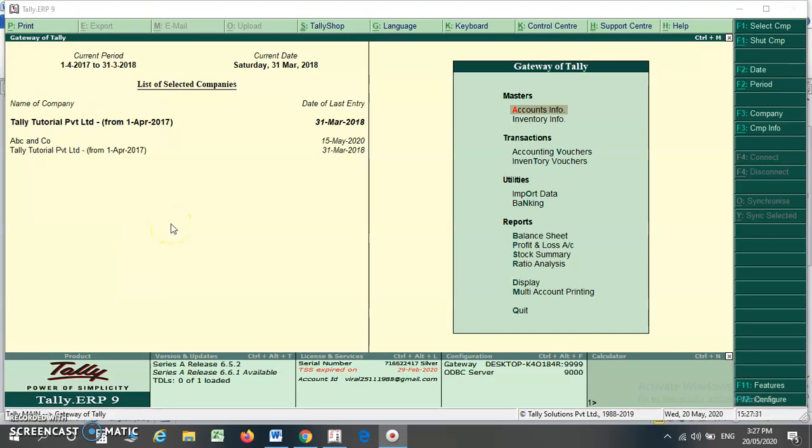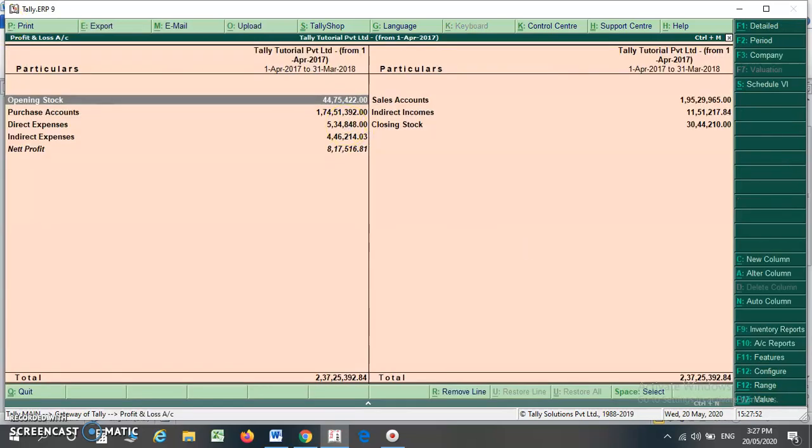Hello friends, in this video we are going to discuss how to see the profit and loss account in your Tally ERP9 software. For the purpose of viewing the profit and loss account, you have to go from Gateway of Tally. Under the Reports menu, you have to select Profit and Loss Account or just press P from your keyboard. Your profit and loss account for a particular year of your company will open.